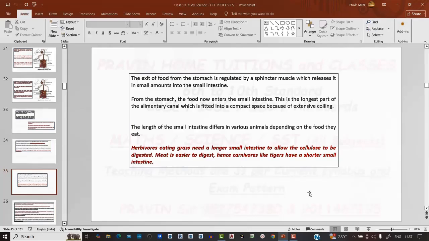Then, the exit of food from the stomach is regulated by a sphincter muscle, which releases this food into the small intestine. From the stomach, the food enters the small intestine. The small intestine is the longest part of the alimentary canal. It is about 6.5 meters long and it is coiled.